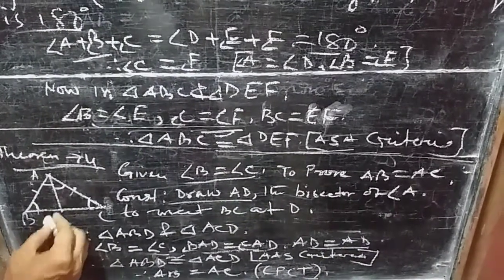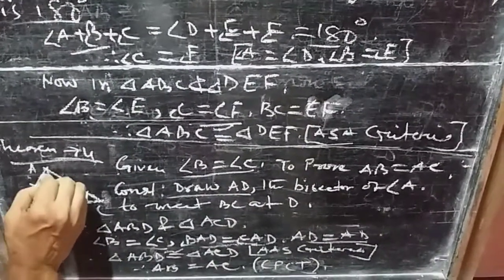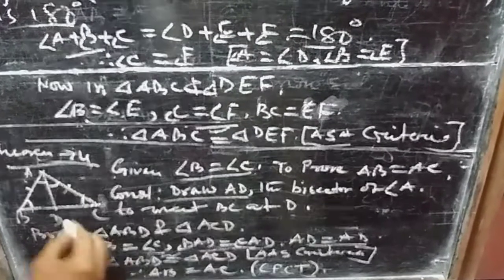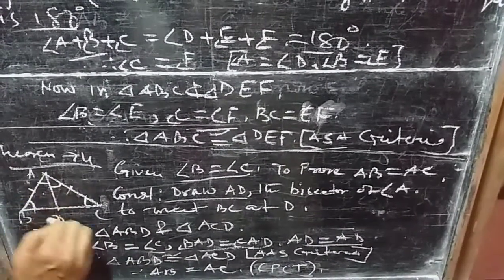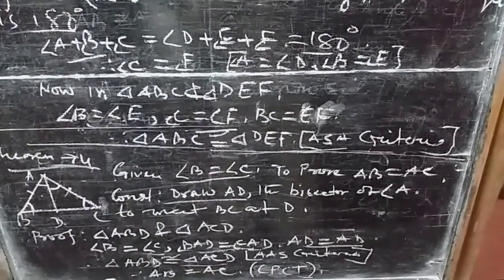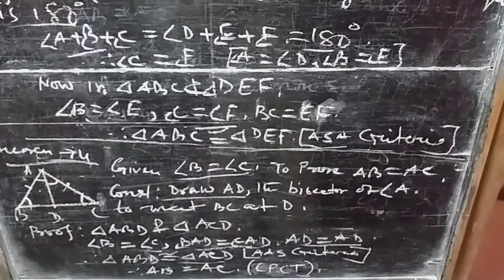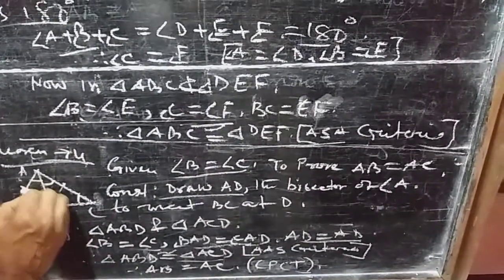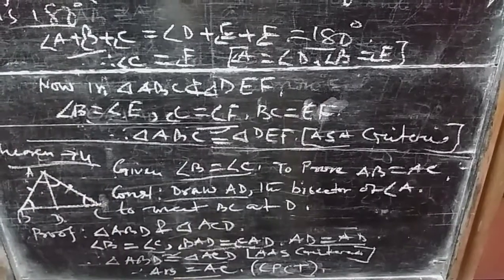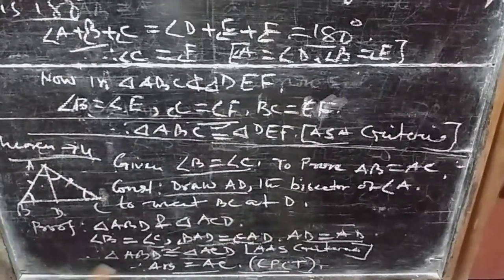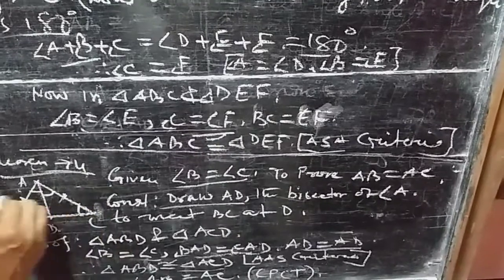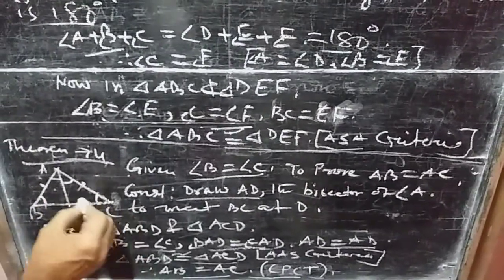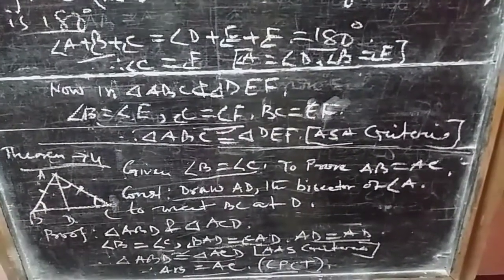So the criterion is angle-side, and triangle ABD is congruent to triangle ACD. Therefore we can say AB equals AC, by CPCT, and this is the proof that opposite sides of equal angles are also equal.